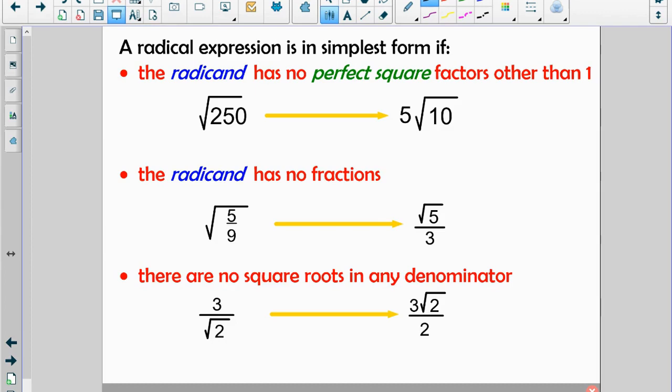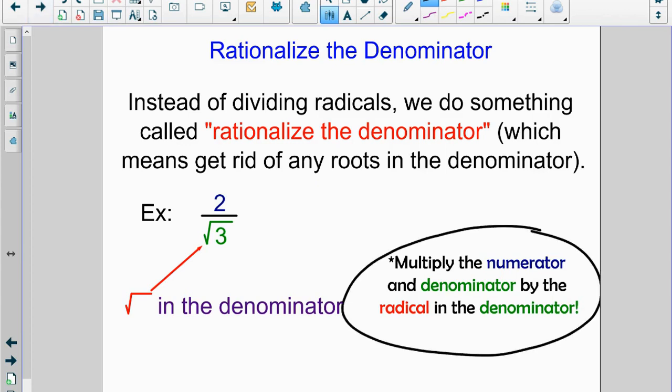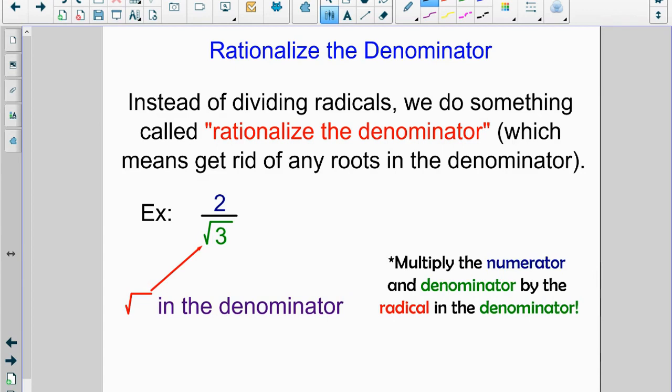One of our rules is you can't ever leave a square root in the denominator. So something we do if this happens is called rationalizing the denominator. It's just a little trick that we can use on taking the radical away from the denominator and moving it up into the numerator. Rationalizing the denominator is something we can do in which we multiply the numerator and the denominator by the radical that's in the denominator.